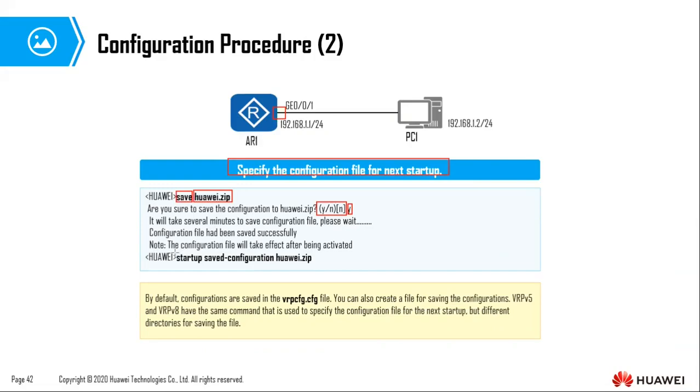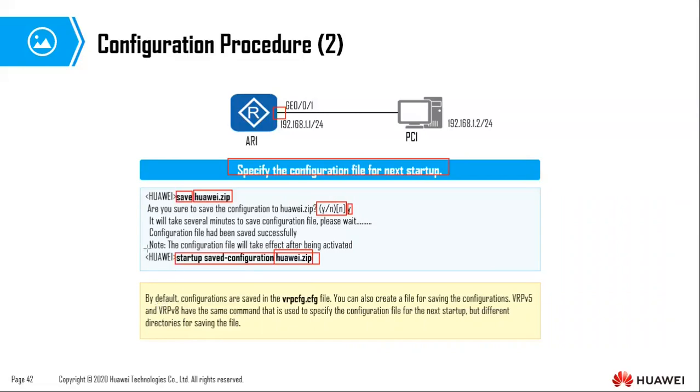Okay, then you use the command startup saved-configuration, then the name of that particular file that we've saved the configuration in. When you do this, this is the file that is going to be used during the next startup. This is the configuration file that is going to be used if you restart that particular router.